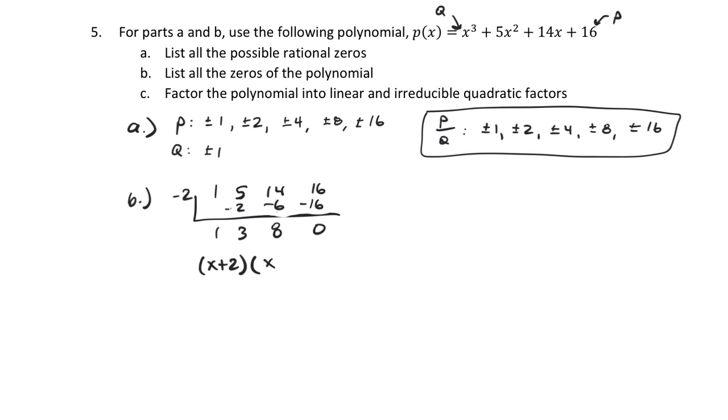The other factor is x squared plus 3x plus 8. So a third degree polynomial should have 3 zeros. One of them is negative 2. This is going to give us another 2 zeros because it's quadratic. Sometimes this quadratic expression factors. Sometimes you have to use the quadratic formula. This time we have to use the quadratic formula.